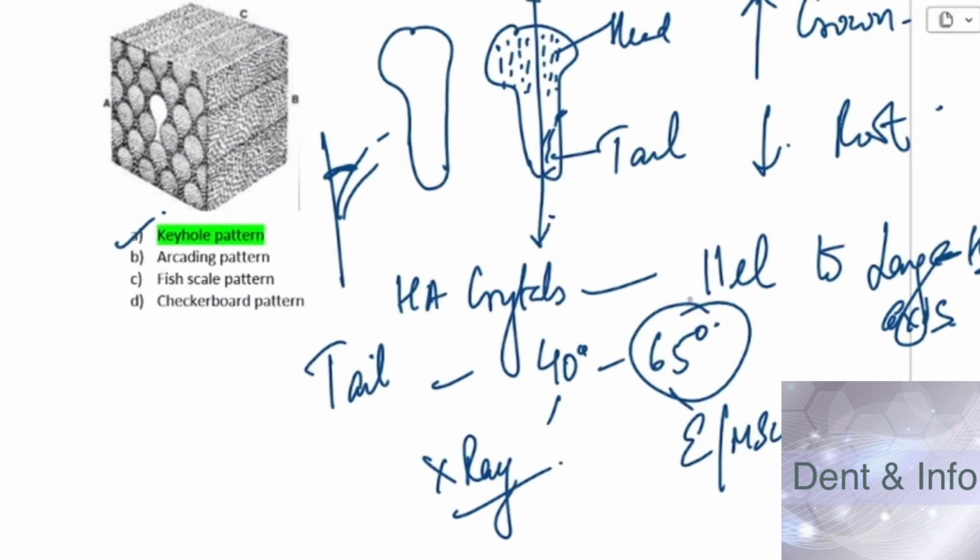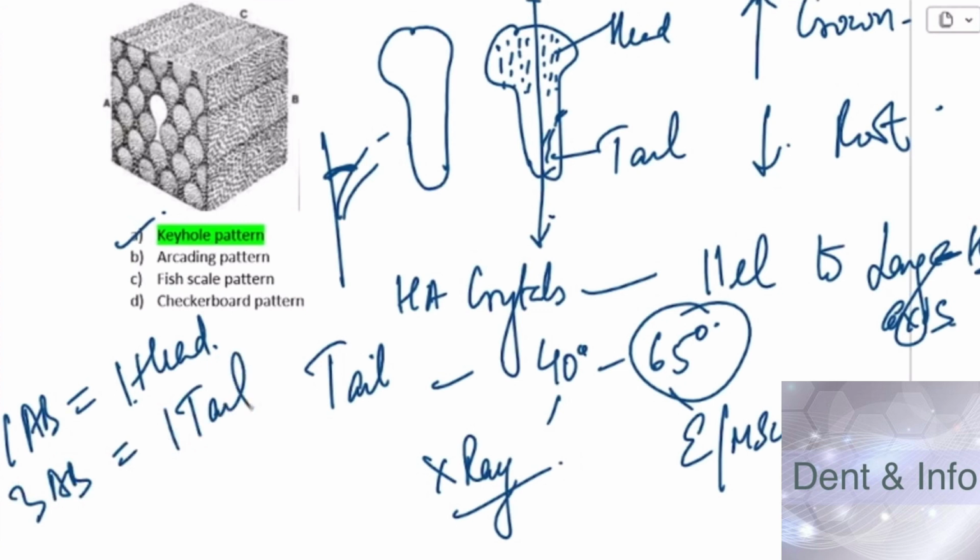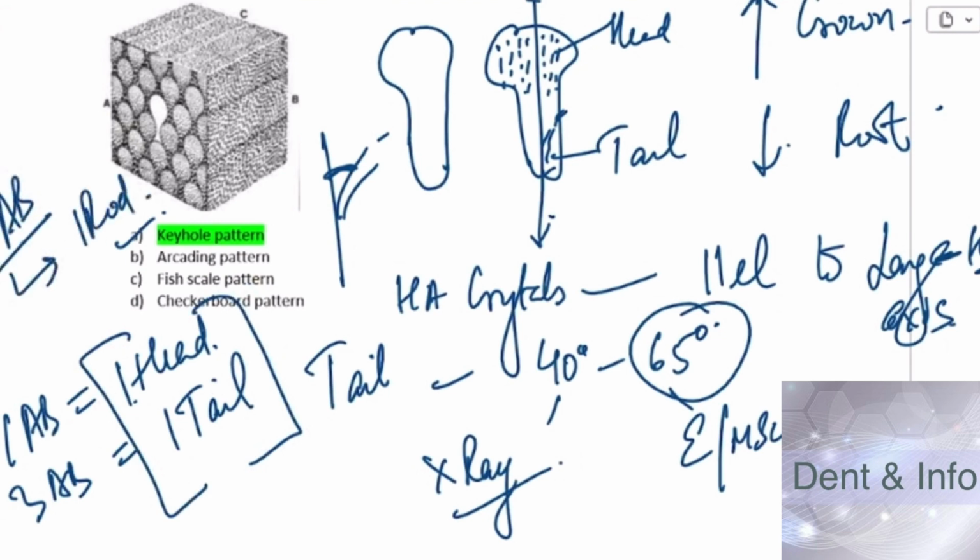Okay, is that clear? One ameloblast contributes in the formation of the head part, whereas three ameloblasts from three different directions will contribute in the formation of the tail part. So one rod requires how many ameloblasts? Four ameloblasts will together make one rod, wherein one is consumed for the head, and three from different directions will contribute in the formation of the tail part. Right.